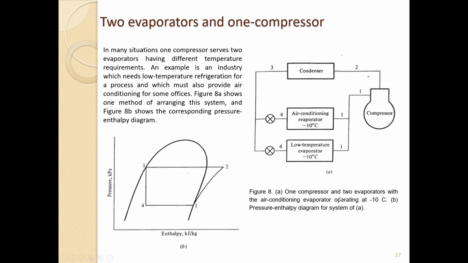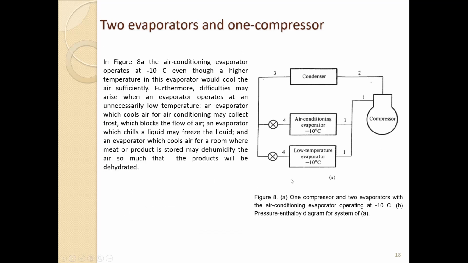One compressor and two evaporators, with the air conditioning evaporator evaporating at negative 10 C. So ito yung phase diagram. Same lang siya. Okay? Kaya nagdalawa lang yung evaporator mo. In figure 8A, the air conditioning evaporator operates at negative 10 C even though a higher temperature in this evaporator would cool the air sufficiently.